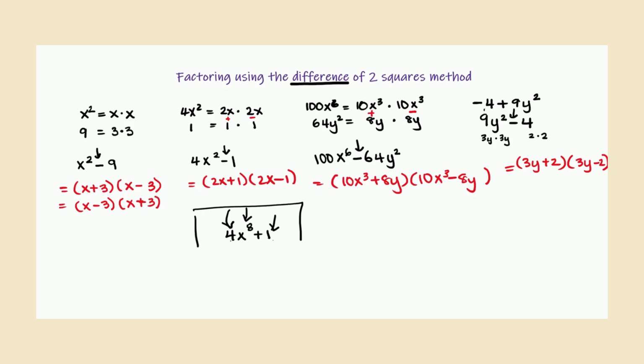This does not qualify to be used with the difference of two squares method. In this case, we would just stop here. This would not be factored any further. Sometimes though, you might be able to factor out a GCF, so you can check out my other video about that. But in this case, we would be done. The final answer would be 4x to the 8th plus 1, and we're done.